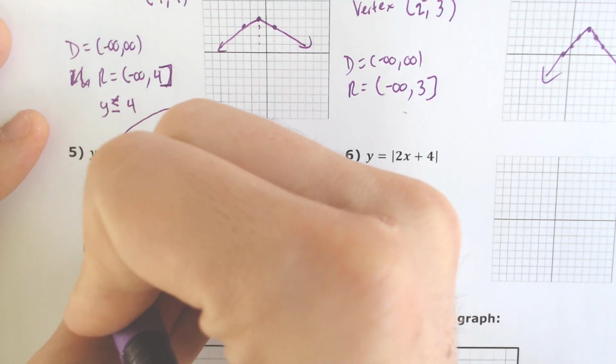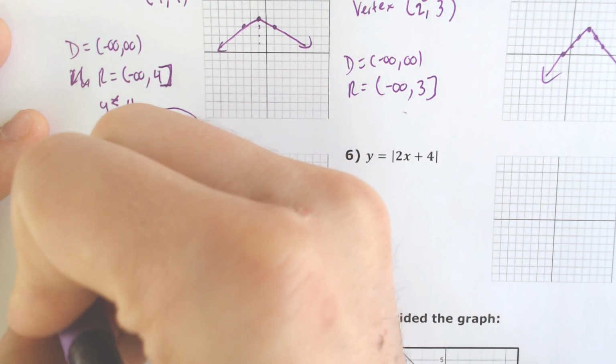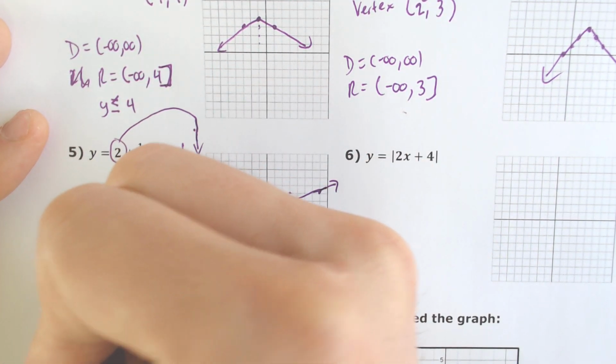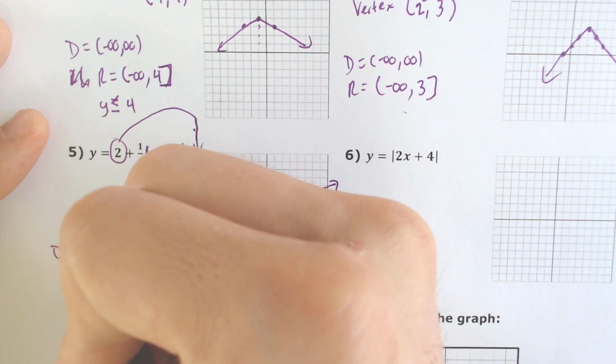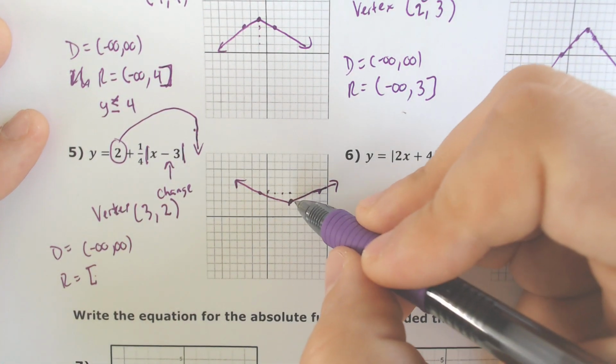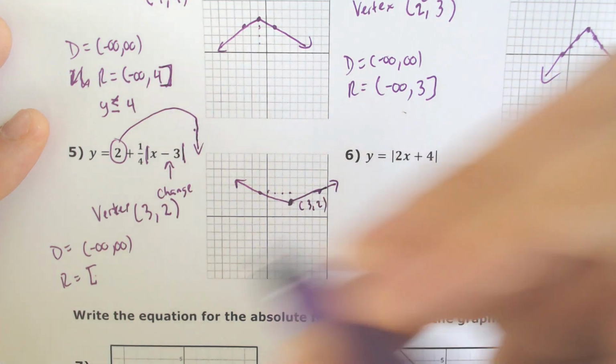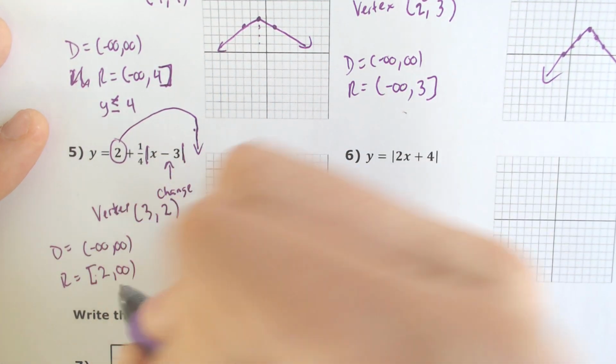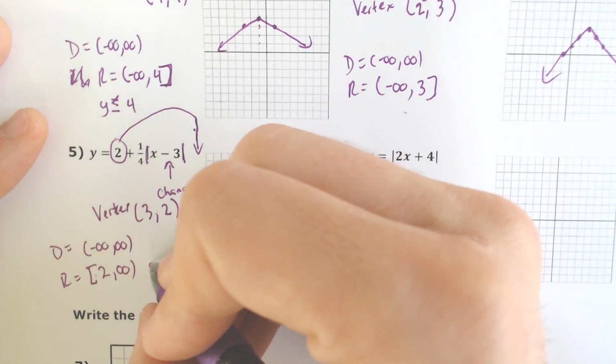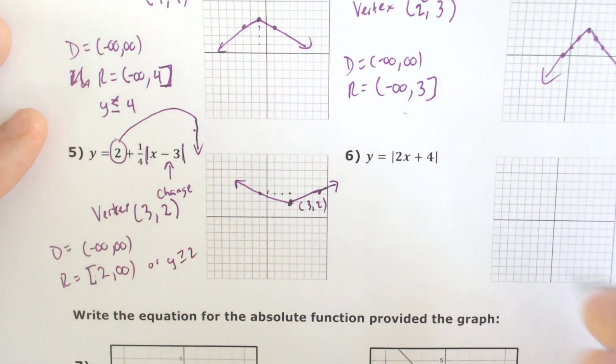And we have a domain, still negative infinity to positive infinity. A range, it is going up from the positive 2. This is at 3, 2. So it's going up from 2 to infinity. You could also say y is greater than or equal to 2.